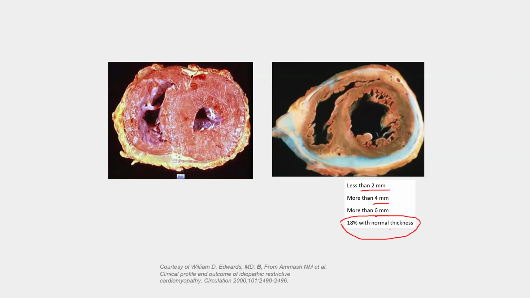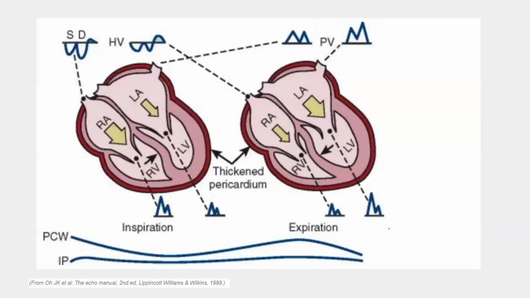Can you have constrictive pathology with normal thickness of the pericardium? The answer is yes. According to Mayo Clinic data, 18% of the total number of patients diagnosed with constrictive pericarditis showed normal thickness pericardium. So normal thickness pericardium will not preclude constriction. Okay, good. Come on. Now, what am I showing you here?